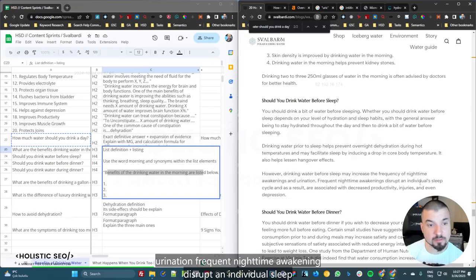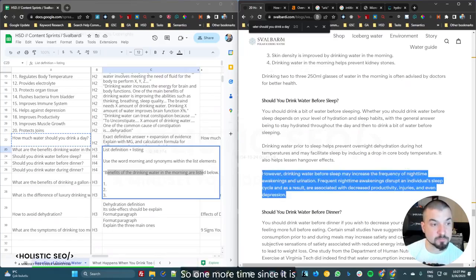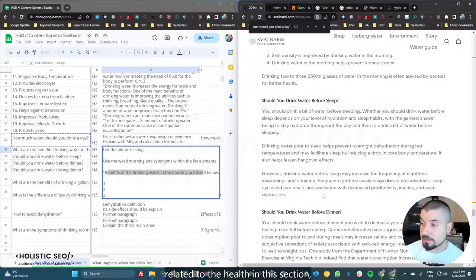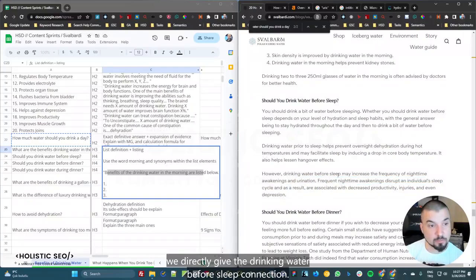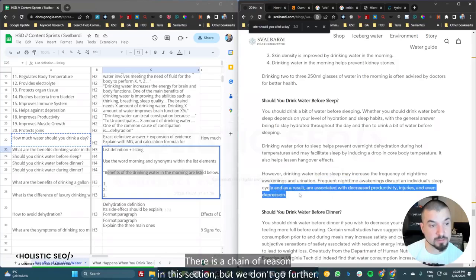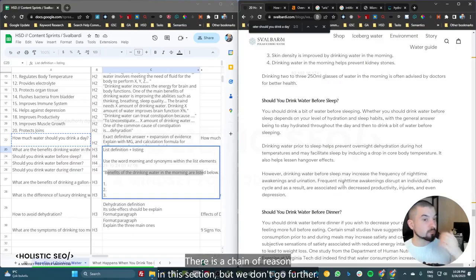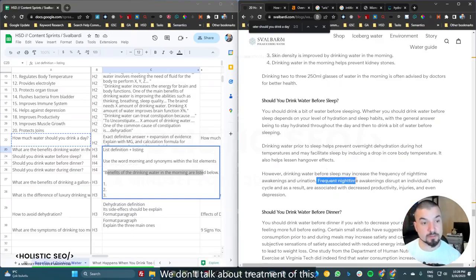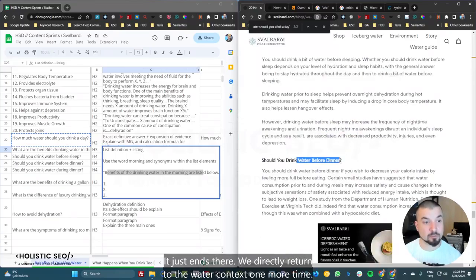Frequent nighttime awakening disrupts an individual's sleep cycle and as a result is associated with decreased productivity, injuries, and even depression. So one more time, since it is related to health, in this section we directly give the drinking water before sleep connection. Then we give this section, frequent nighttime awakening, which means that drinking water before sleep is a cause for this, and this is a cause for this. There is a chain of reason in this section, but we don't go further. We don't define this. We don't talk about treatment of this. It just ends there. We directly return to the water context one more time.